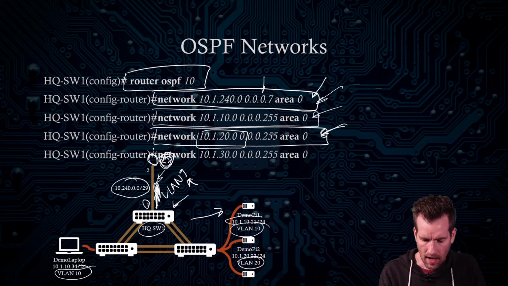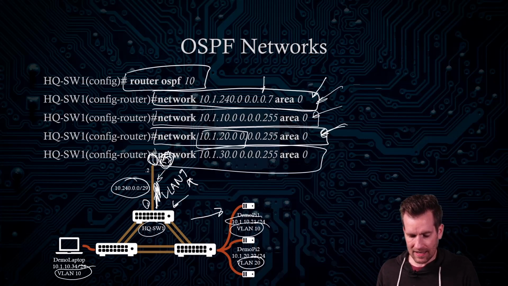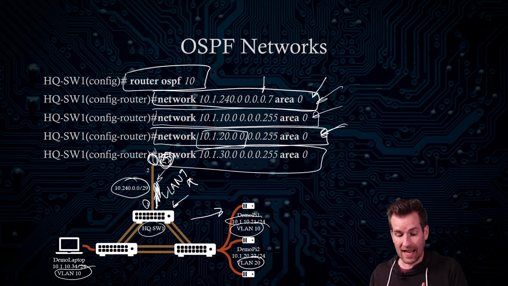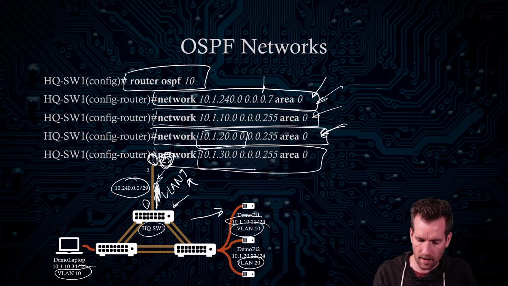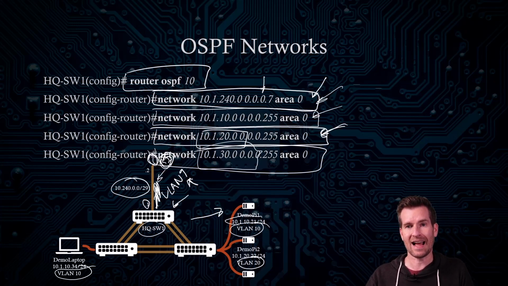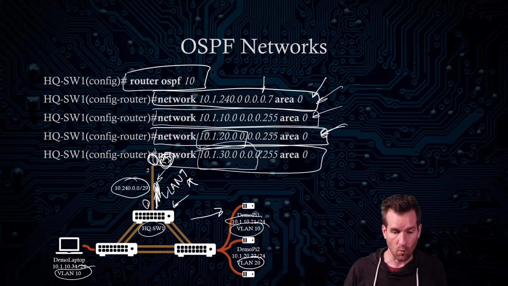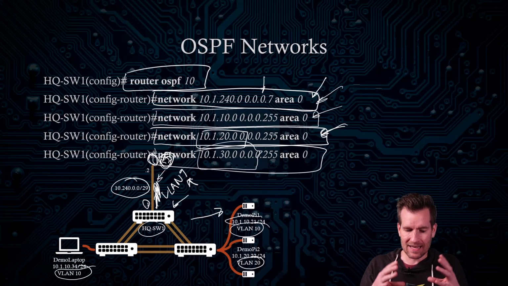And finally, we entered in this command right here, and you can see the pattern. VLAN 30 will now get hello packets coming into it to try to establish adjacency, and R1 will become aware of this 10.1.30.0 network.